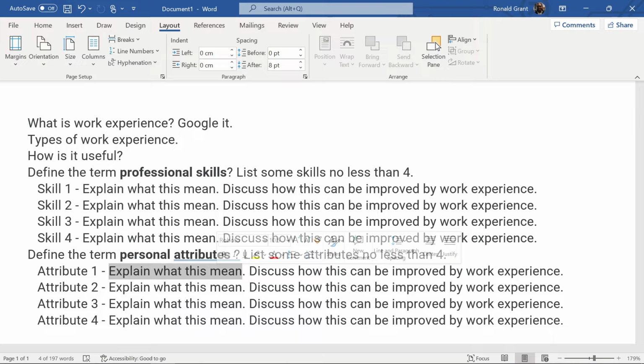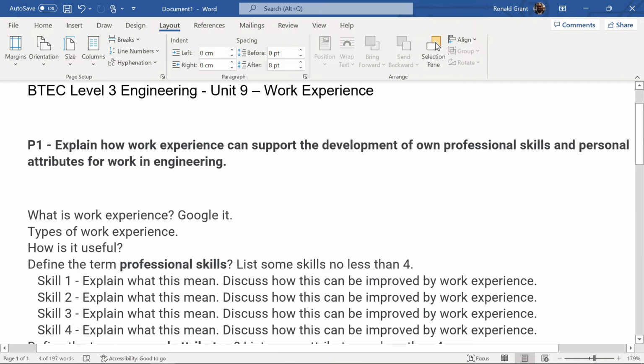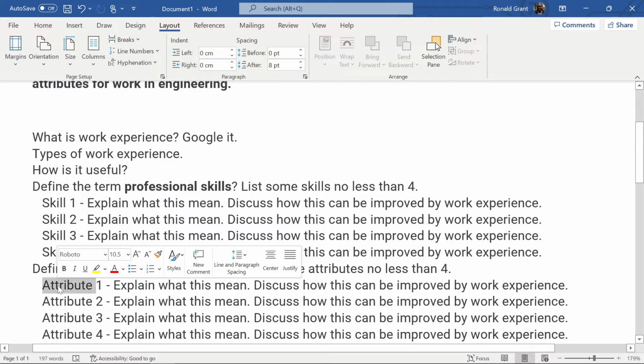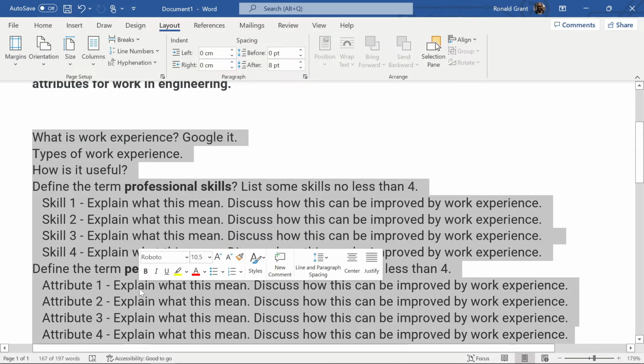So this is how I would approach P1. And again, P1 is explain how work experience can support the development of own personal skills and personal attributes. So again, we explain the personal skill. So skill one, explain what this means. And then we also explain how work experience can help us improve that personal skill, or that professional skill, sorry. And the same thing for attributes. We say what the attribute is. We explain what the attribute actually means.